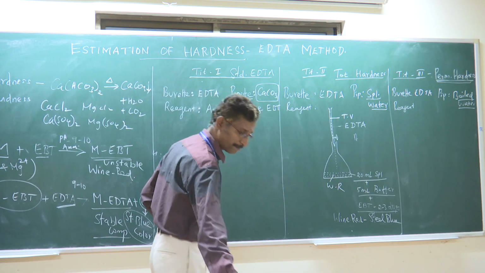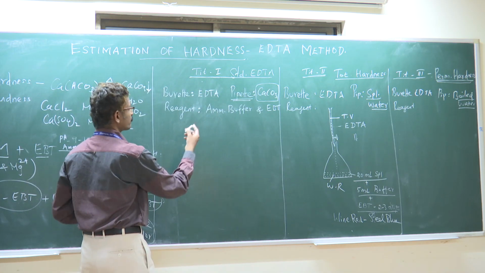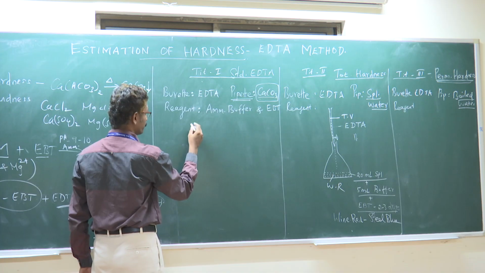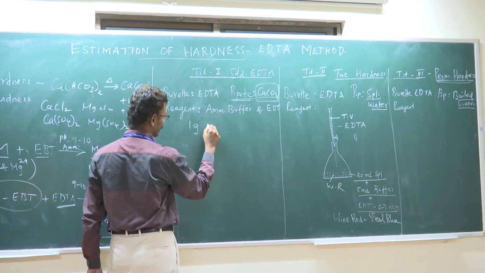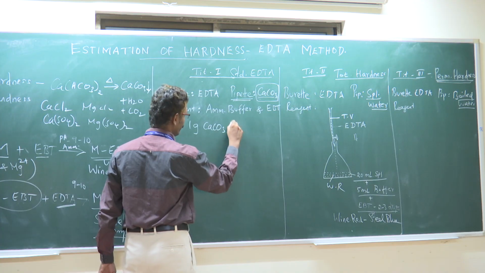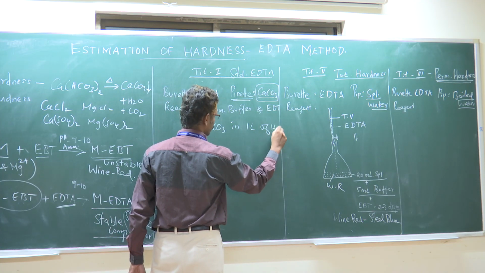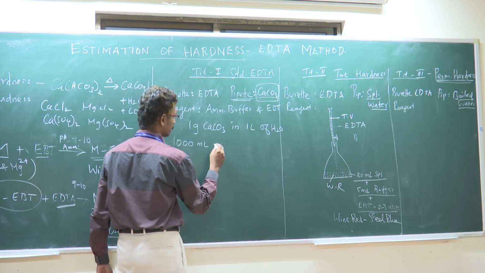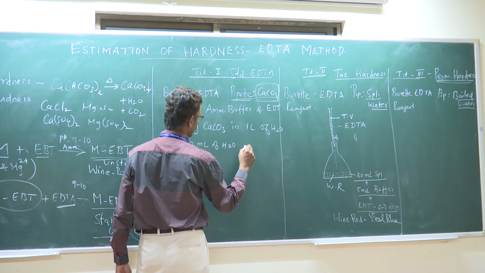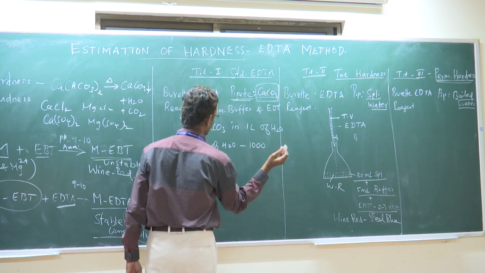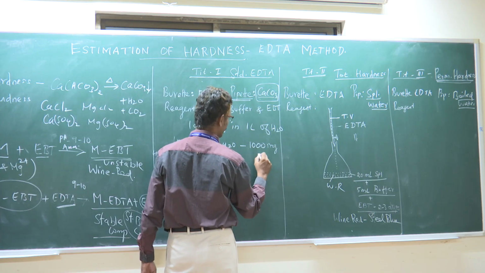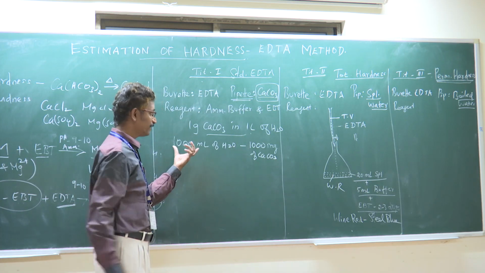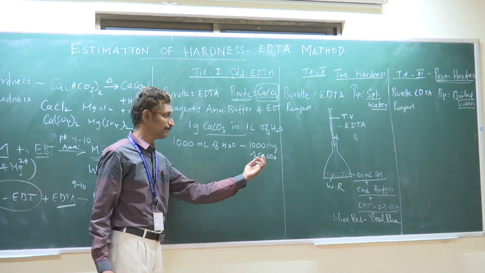The calculation is very simple. First, the standardization of EDTA. How to prepare the calcium carbonate solution? Suppose we are taking 1 gram of calcium carbonate in 1 liter of water. So I am writing it reversely: 1000 ml of water contains 1000 milligram of calcium carbonate.